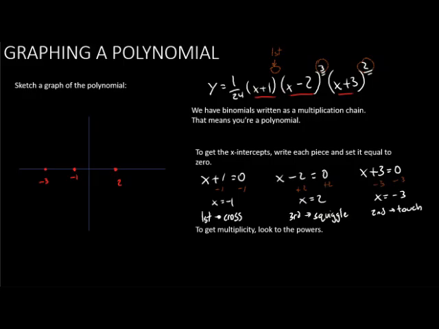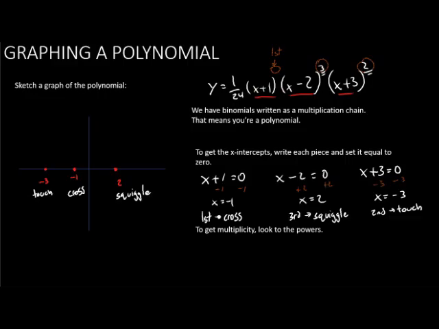Therefore, we'll write at each position what we can expect the function to do. At negative 3, it will touch, but bounce back off. At negative 1, it will cross, and at 2, it will squiggle. Of course, this is all based on the powers in the original polynomial function.